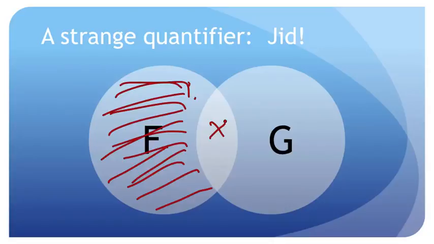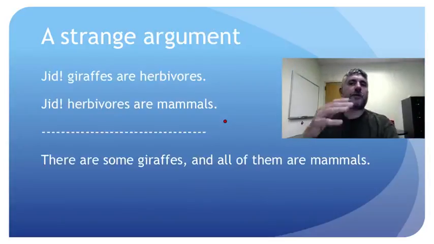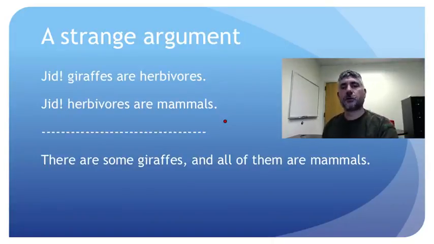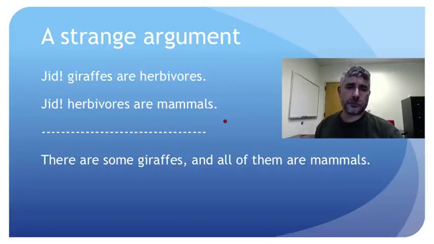Okay, so now, suppose you hear one of the members of this foreign culture give the following argument. Jid, giraffes are herbivores. You translate it. Then they say, jid, herbivores are mammals. And then they draw the conclusion, there are some giraffes, and all of them are mammals. Now, is that argument valid?